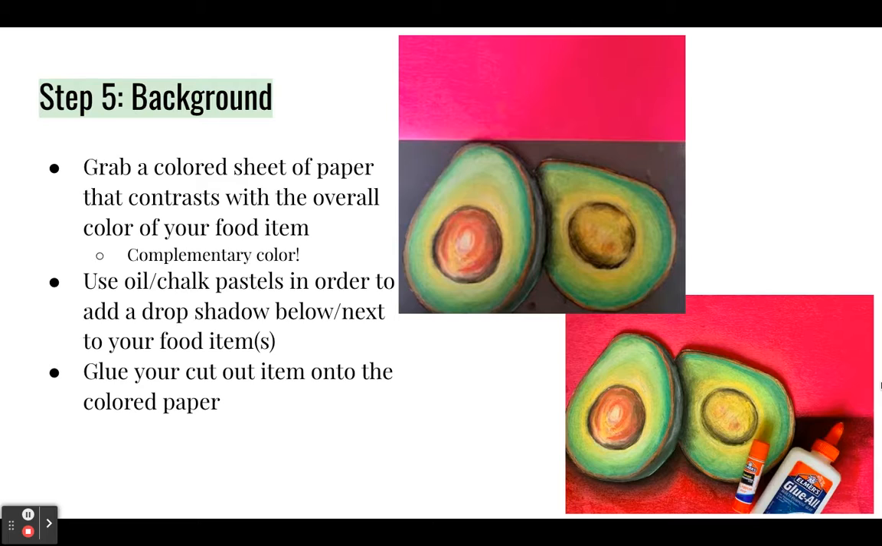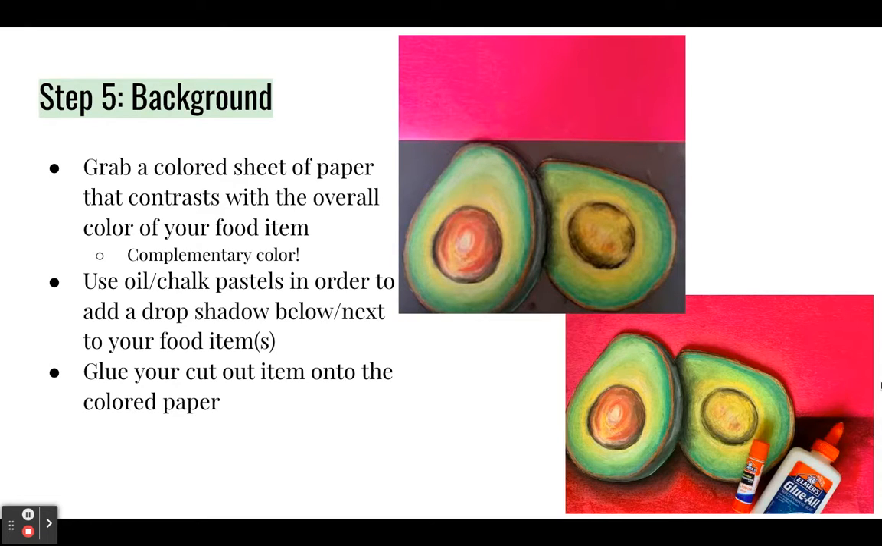So for example, if you take a look at my avocado, it's mostly green. And when I look at the color wheel, I know that green is directly across from red. And so therefore red and green are complementary colors. So I'm going to be choosing red as my background sheet. So I got a red piece of construction paper.